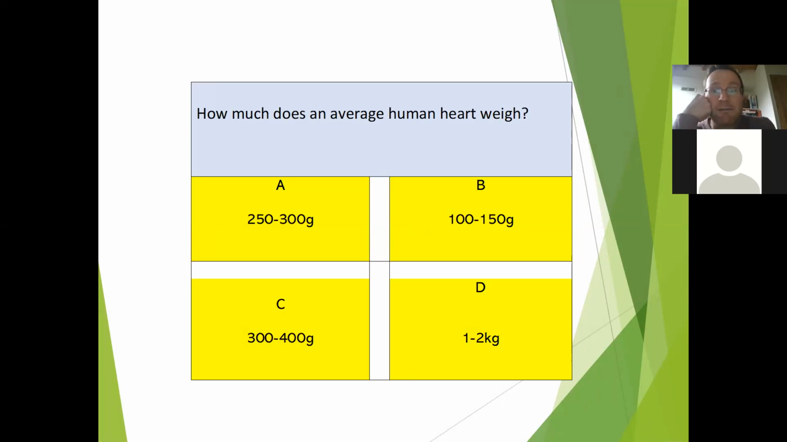Roughly, how much does an average human heart weigh? So is it 250 to 300 grams, 100 to 150 grams, 300 to 400 grams, or 1 to 2 kilos? Everyone's gone high. So yeah, you've all gone for D, which is up to 2 kilos. Kayla came in with a late right answer of A. So well done you. So 250 to 300 grams.